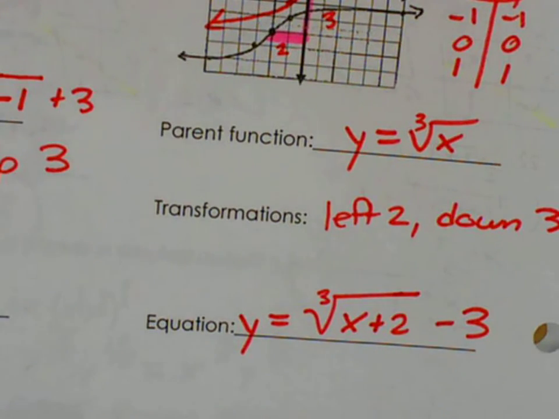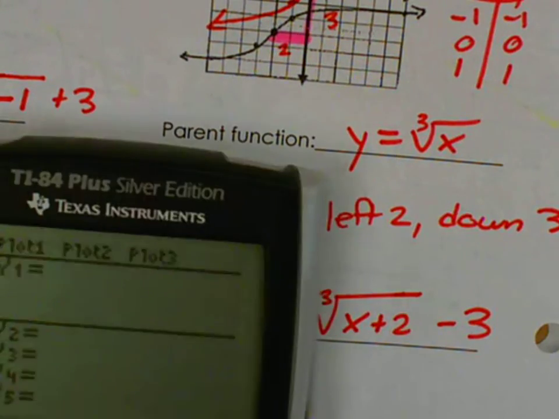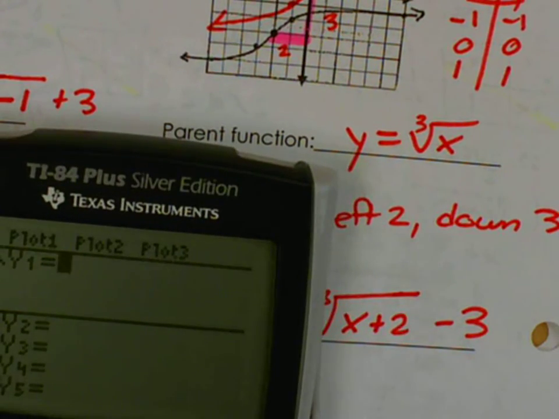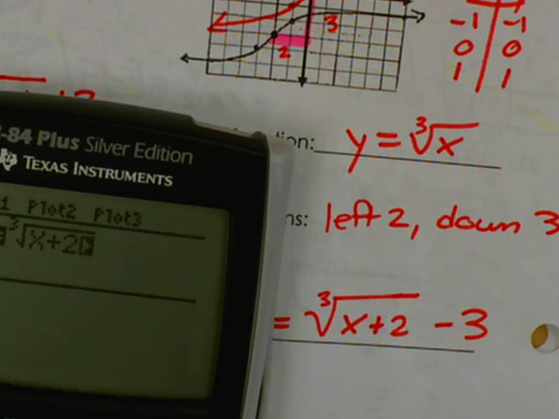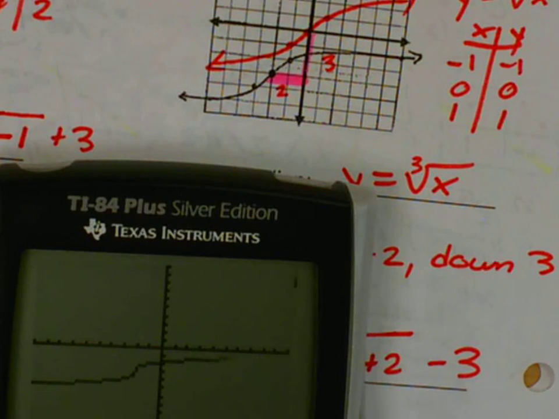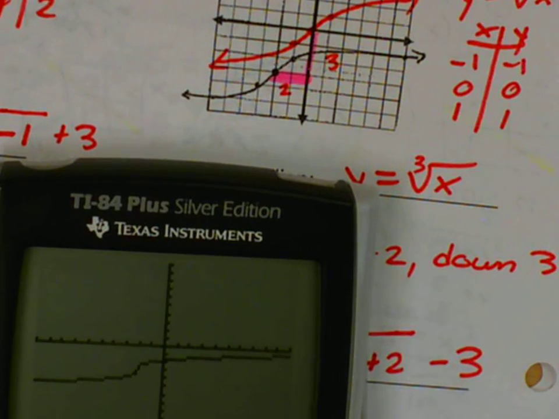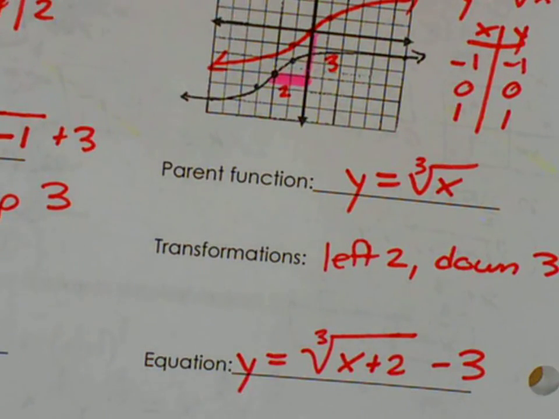And you should check this on your calculator. Same thing with the other ones that we did on 24 and 25. Hit your y equals button and put it in and see, is that what it looks like? So I would put in here, math 4 is cube root, x plus 2 minus 3, and hit graph. And see, is that what my black line looked like? Yeah. Good. That's what it looks like, so we're good. But always check them. You have a calculator, make sure you check them.